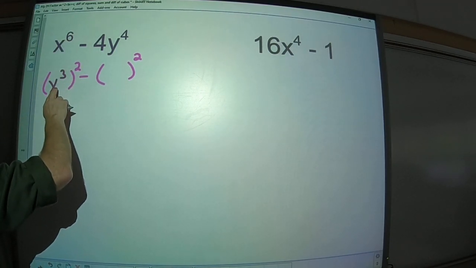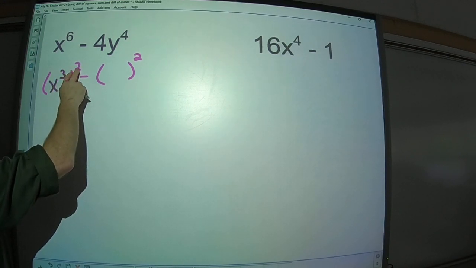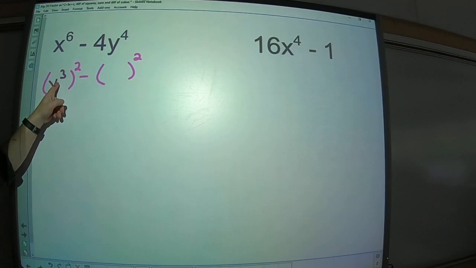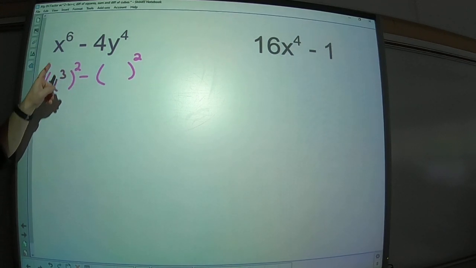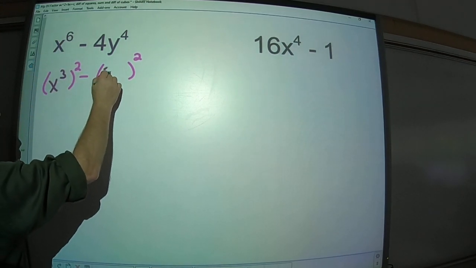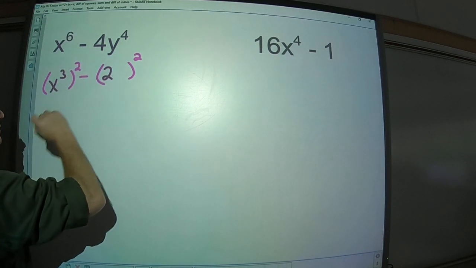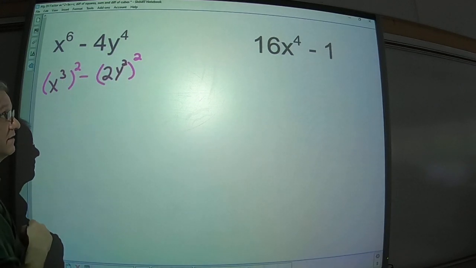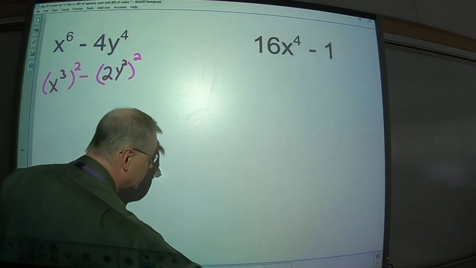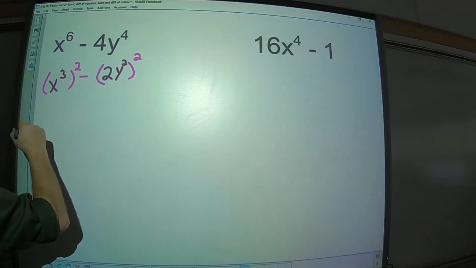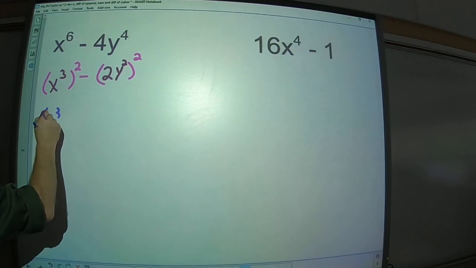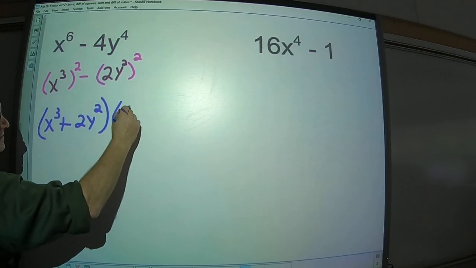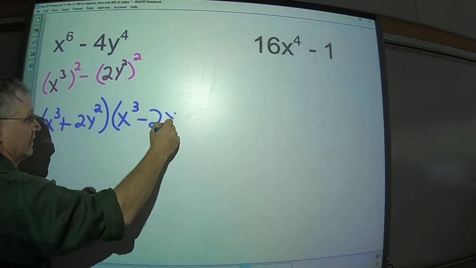Or you should also know that when you raise a power to a power, you multiply exponents. So x to the 3rd squared is x to the 6. 2 squared is 4. y to the fourth is y squared squared. So there is my a and my b. x to the third plus 2y squared. x to the third minus 2y squared.